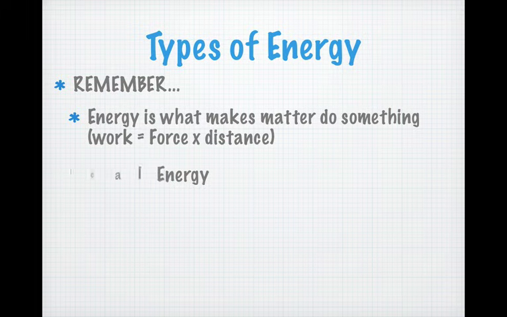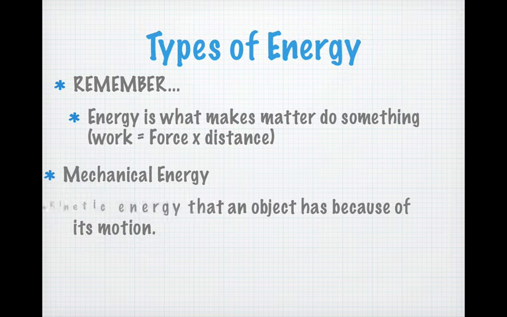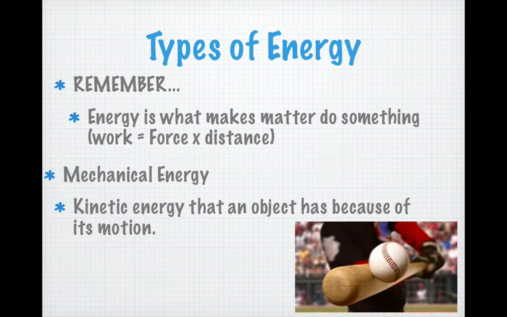So the first type we'll look at is called mechanical energy. And that's kinetic energy that something has because of its movement. So if we look at this example here, we've got the baseball bat on the ball. So there is energy in that bat as it swings and as it moves through the strike zone. And this is actually a good example of that mechanical energy being transferred from one thing to another.